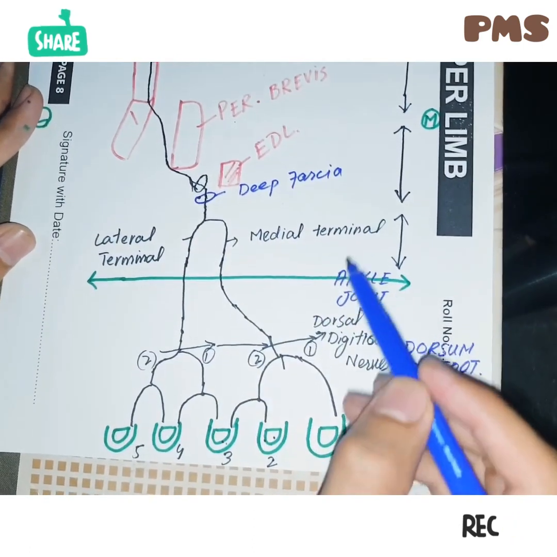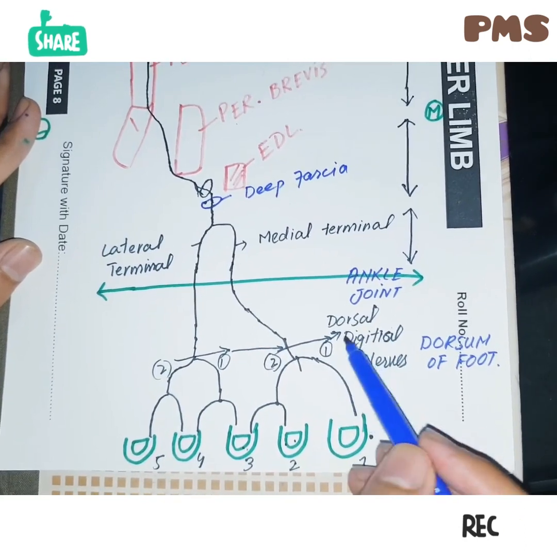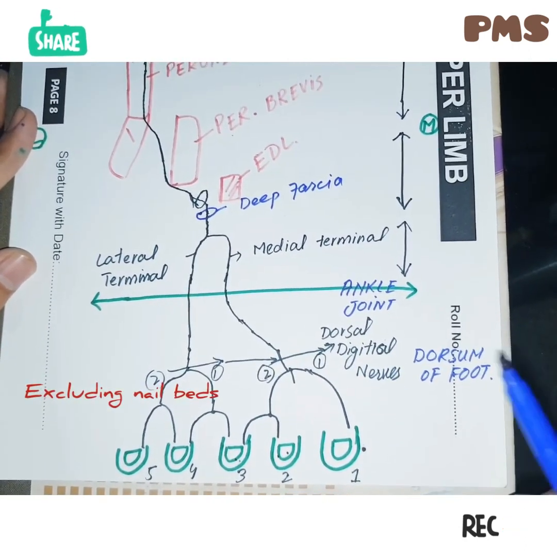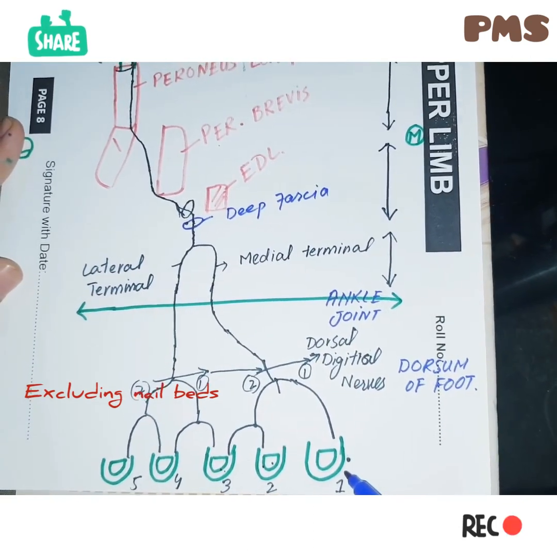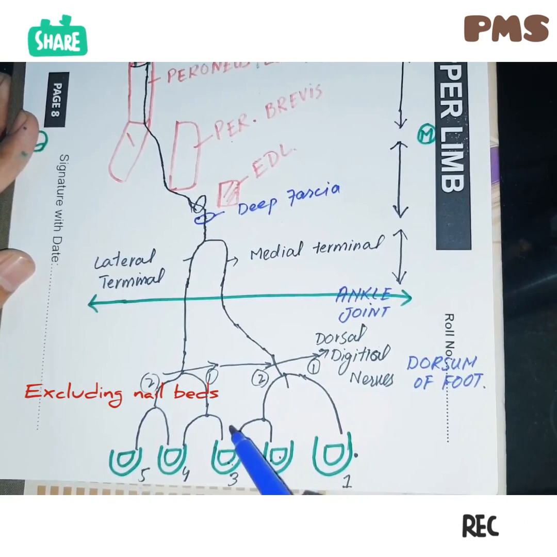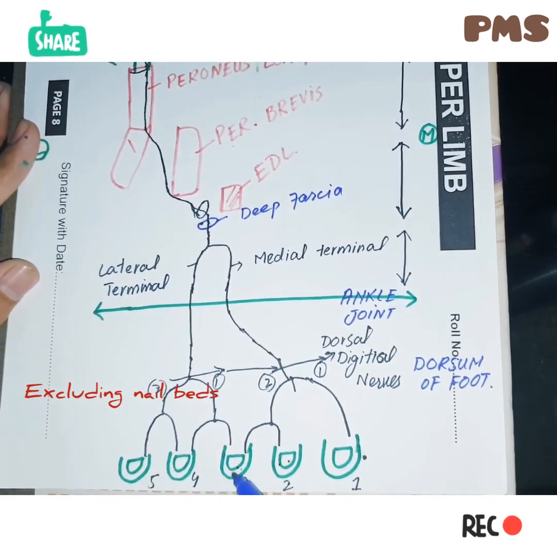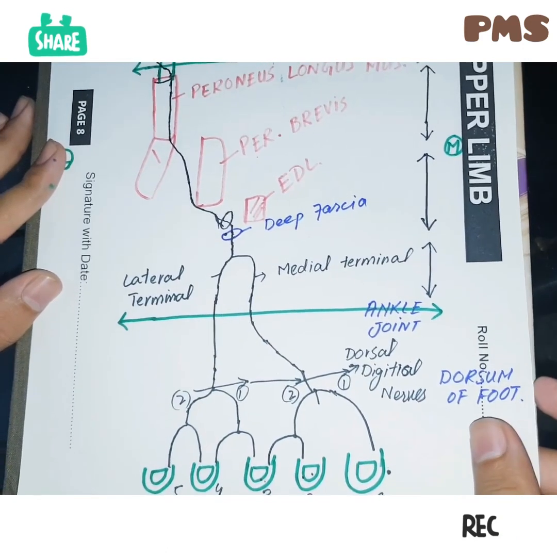Both the branches cross the ankle joint and reach the dorsum of the foot, where they divide into two dorsal digital nerves each. The medial terminal branch supplies the medial side of the big toe and the adjacent sides of the second and third toes, and the lateral branch innervates the adjacent sides of the third, fourth and fifth toes. So this is the cutaneous innervation.